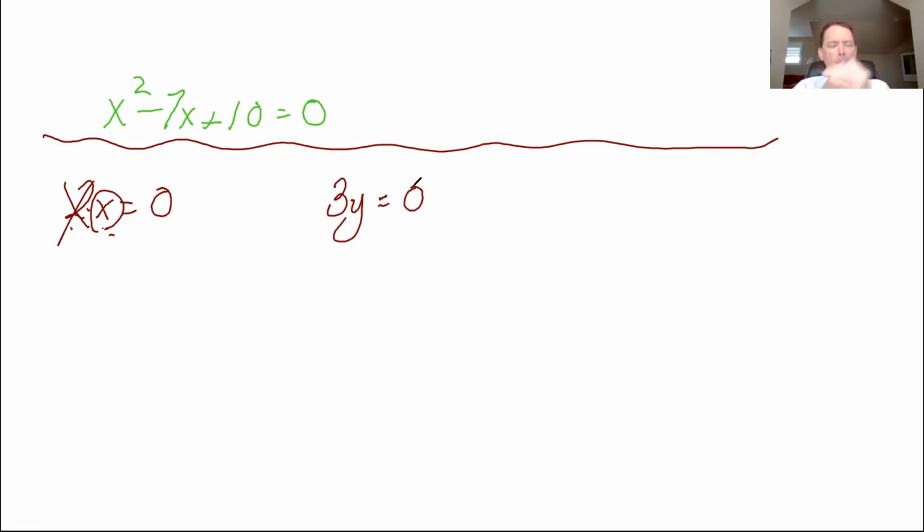Another simple one. 3y equals 0. Well, I hope you'll recognize it can't be 3 that equals 0 here. So it's going to have to be y that equals 0. So we have this idea that one of these things has to equal 0. And in those examples, it's pretty obvious which one it is. Here's where it gets interesting.